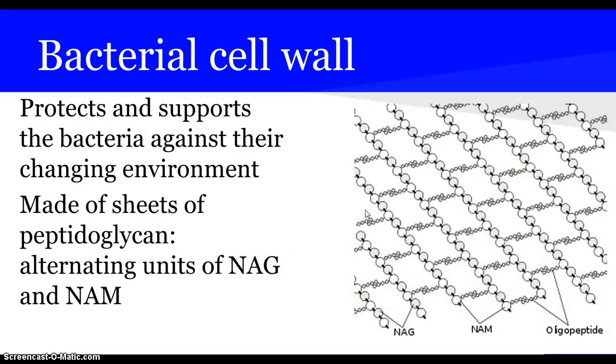Okay, so the bacterial cell wall, what is it made of? It's made of peptidoglycan, which includes alternating units of NAG and NAM. And so again, peptidoglycan, it's made of amino acids and sugars. And it protects and supports the bacteria against their changing environment, just like your skin protects you. This is their skin, pretty much, their cell wall. Or it's almost more like a coat.